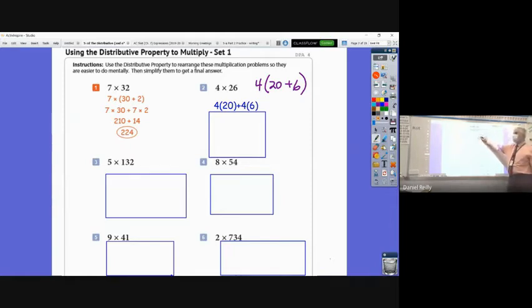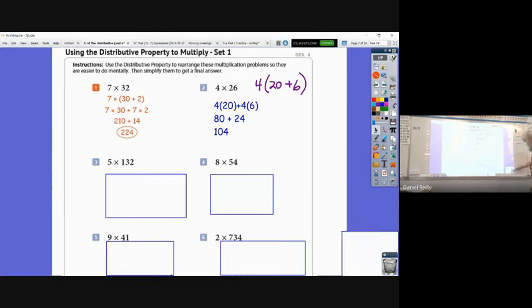I don't do 4 times 6 is 24, carry the 2, 4 times 2 is 8, and 2 is 10, 104. That's not how I do it. I do 4 times 20 is 80, plus 4 times 6, 24, 80 plus 24 is 104. That's how I do this in my head using the distributive property. That's all we want to show you here is that you can do that. It's a useful way to do big arithmetic, especially 1 digit times more than 1 digit.